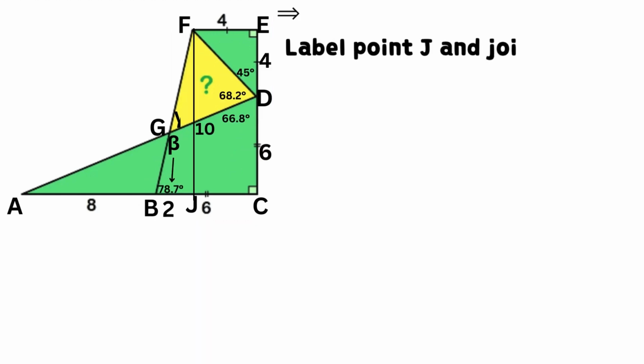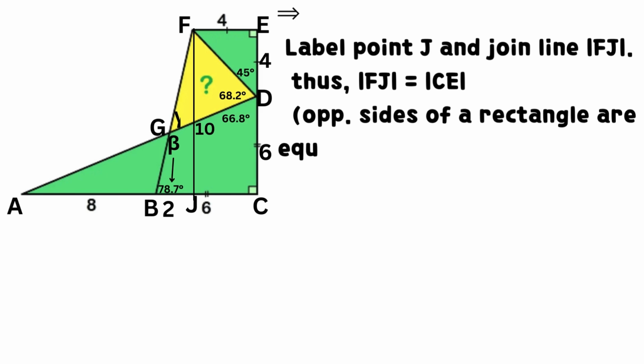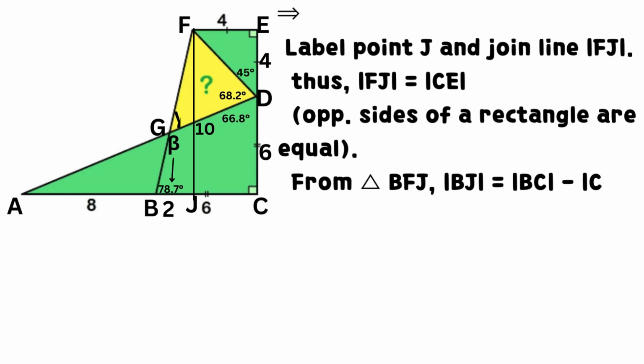It means that we label point J and join line FJ. Thus, line FJ equals line C, because the opposite sides of a rectangle are equal.